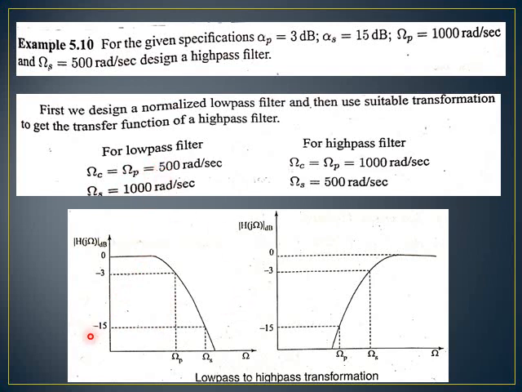In the low pass filter, the pass band is for 500 radians per second and after that there is a stop band of 1000 radians per second. If you're designing a low pass filter, once you get the value of n and the transfer function, you will be using a suitable transformation to get the high pass filter.